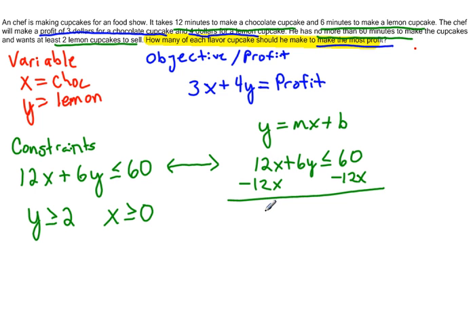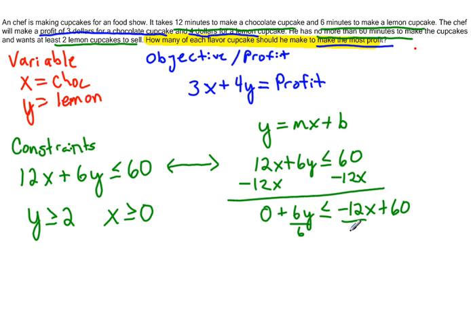This guy right here is just 0. So we have plus 6y is less than or equal to, and this is stating that we're said negative 12x plus 60. So now we've got this written in slope-intercept form almost. We don't care about 6y. We want to know what y is.